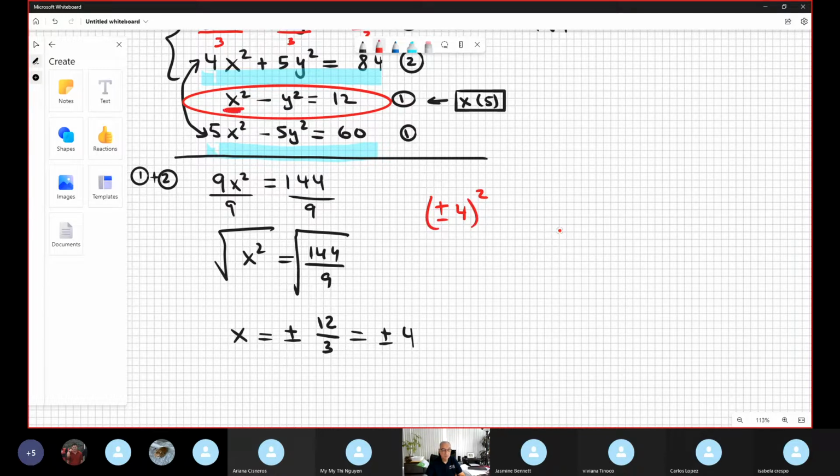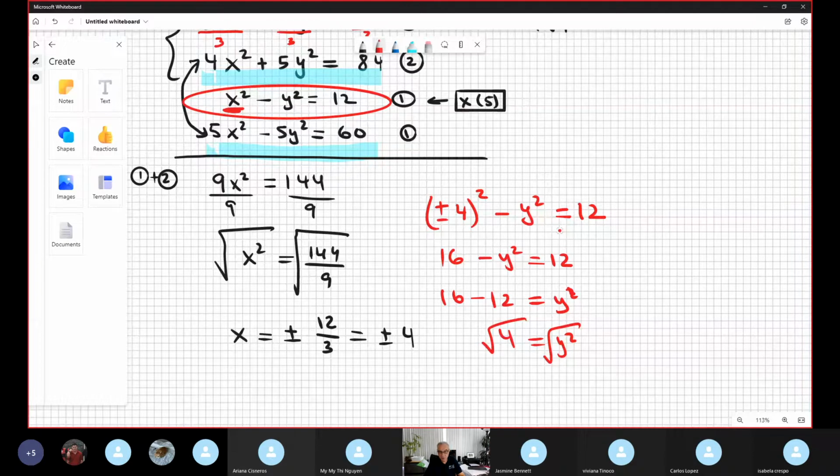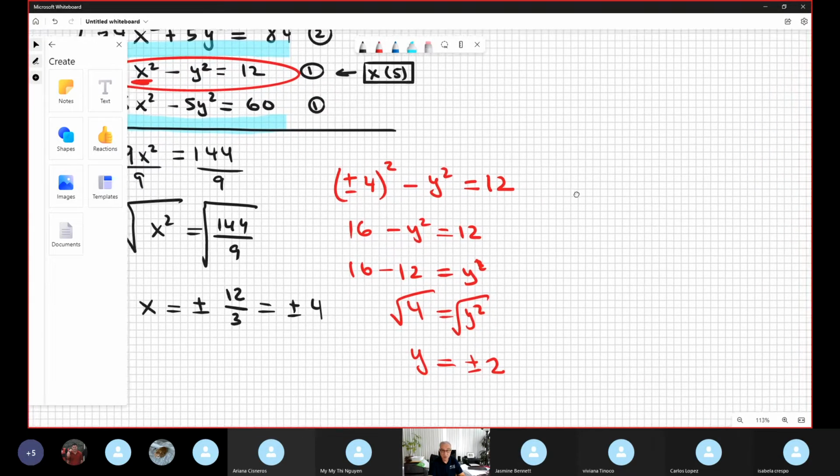Here, minus y squared equal to, this is 16, regardless if it's positive or negative, minus y squared equal 12. 16 minus 12 is equal y squared. Okay, 4, no? It's 4. It's equal y squared, and find the square root of both sides. So y is equal to plus or minus 2. So we have 4 solutions because it's the combination of positive 4 and positive 2.